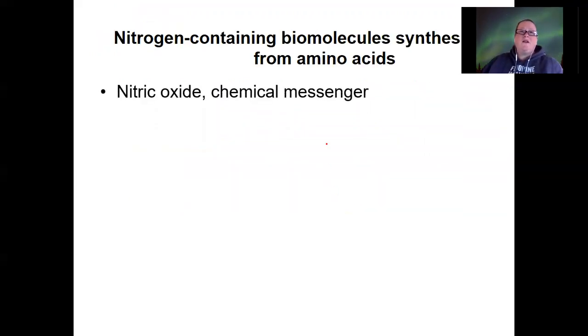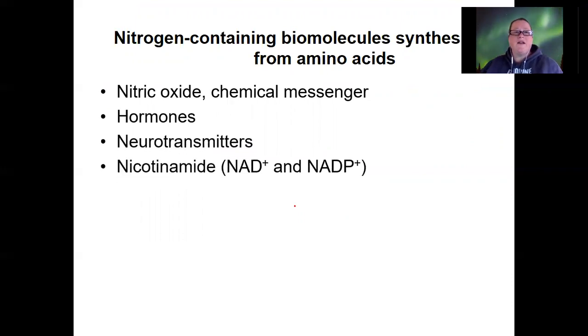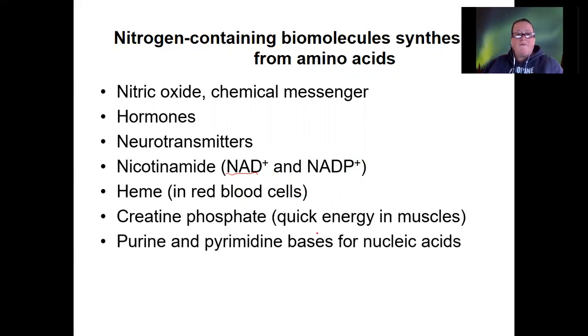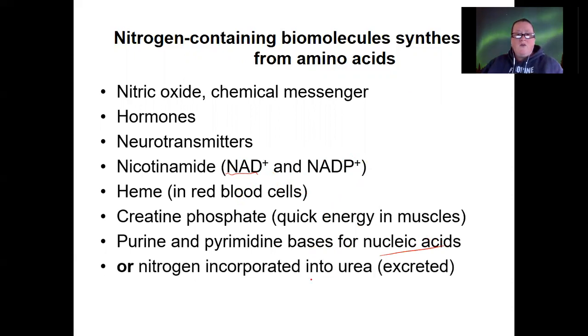Now, this is just some examples of nitrogen-containing molecules that can come from amino acids. You can see the list is extensive. Nitric oxide, hormones, some neurotransmitters, NAD plus and NADP plus. These are some of our high energy carriers. The heme in our red blood cells, creatine phosphate, purine and pyrimidine bases for nucleic acids. Or it can get turned into the nitrogen that is incorporated into the urea that we excrete through the urine that leaves our body.